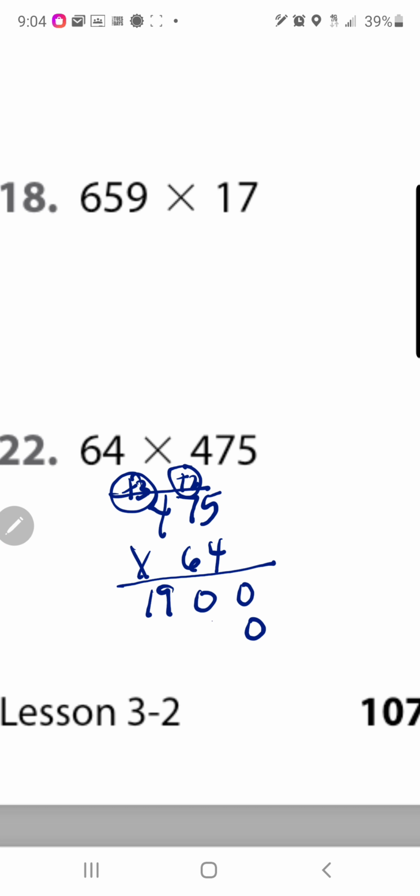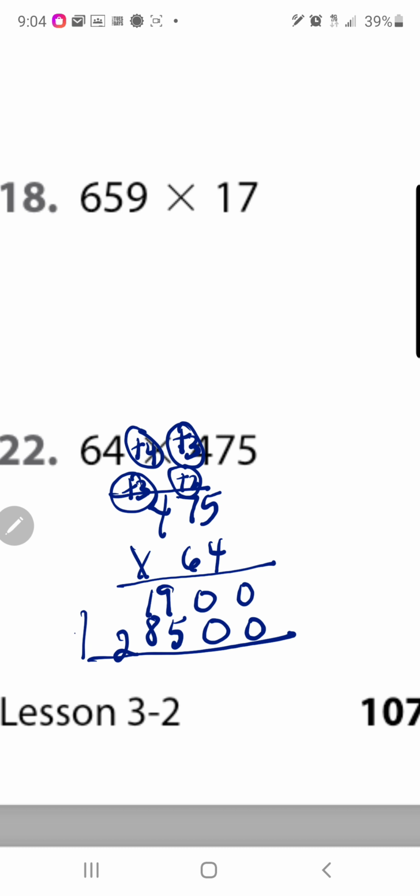6 times 5 is 30. Bring down the 0. Carry the 3. 6 times 7 is 42. Plus 3 more is 45. Bring down the 5. Carry the 4. And then 6 times 4 is 24. Plus 4 more is 28. Be careful. Make sure you align your numbers carefully.